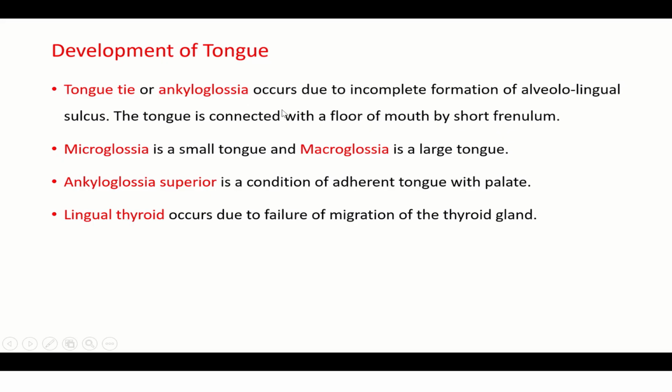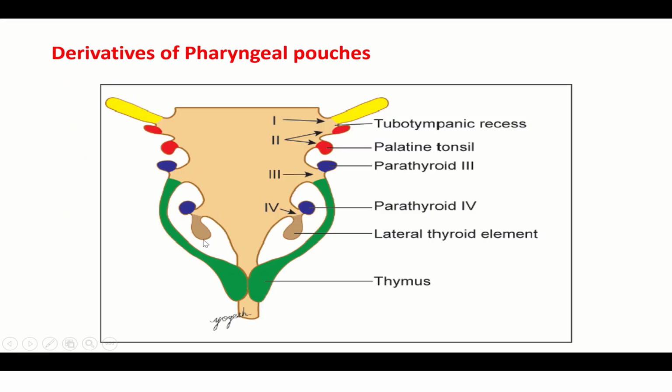Tongue tie or ankyloglossia occurs due to incomplete formation of the alveololingual sulcus. The tongue is connected with the floor of the mouth by a short frenulum. Microglossia is a small tongue, and macroglossia is a large tongue. Ankyloglossia superior is where the tongue is attached to the palate. Lingual thyroid: when the thyroid gland appears within the substance of the tongue, we call it lingual thyroid. It is due to failure of migration of the thyroid gland.